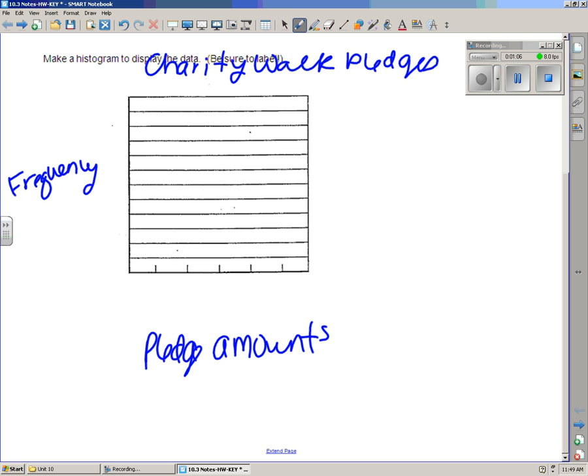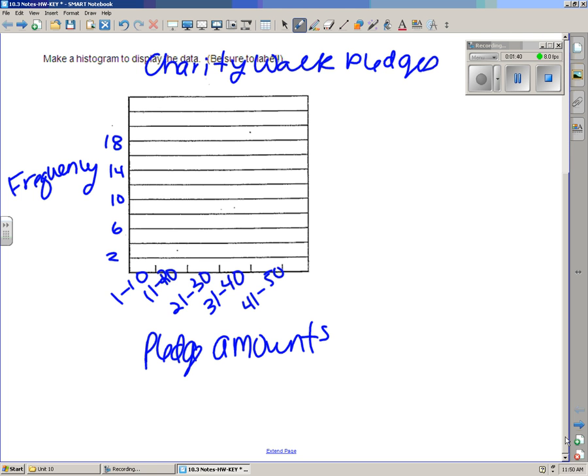Pledge amounts. We know that we had between $1 and $10, between $11 and $20, between 21 and 30, between 31 and 40, between 41 and 50. In terms of the frequency, the most amount of pledges that someone got were the 14 people. So then I look at my chart. I can't really go by ones. I think that only gave me the 12, so I'm going to go by twos. So 2, 4, 6, 8, 10, 12, 14, 16, 18. So I'm going by twos. Feel free to put the other numbers in the middle.